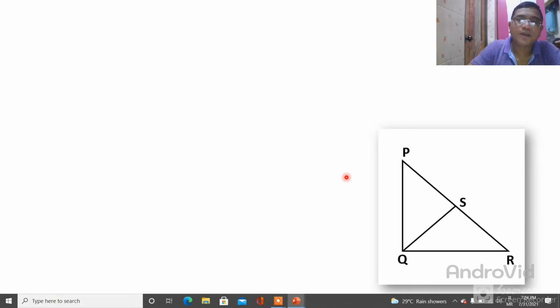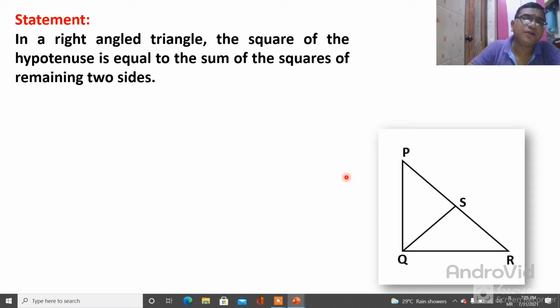Today we are going to start the Pythagoras theorem. So we want to see the statement of the Pythagoras theorem. In a right angle triangle, the square of the hypotenuse is equal to the sum of the squares of the remaining two sides. So see my students, it is a right angle triangle. The name of the right angle triangle is P, Q and R. So this PQR is the right angle triangle.